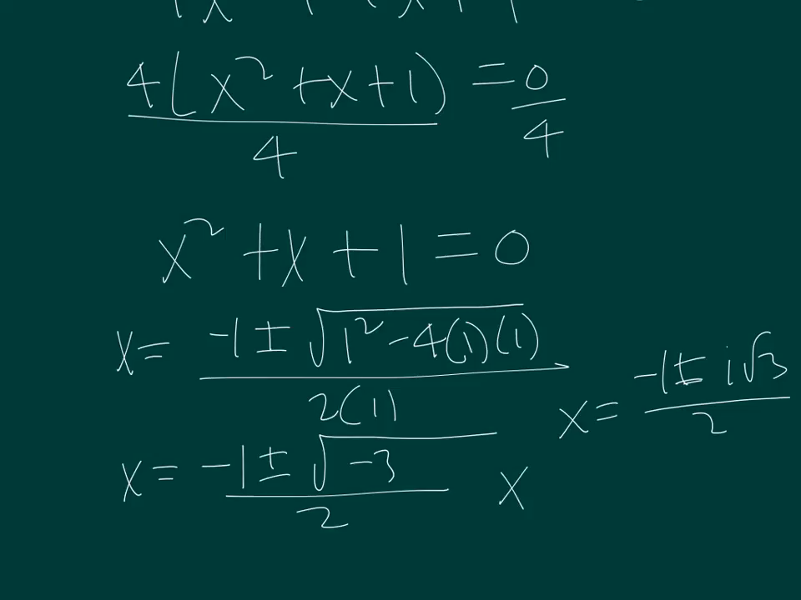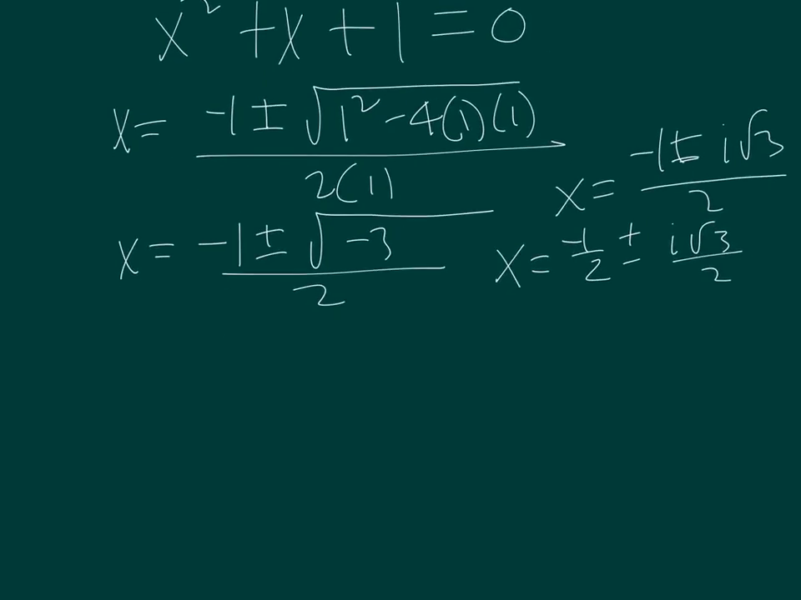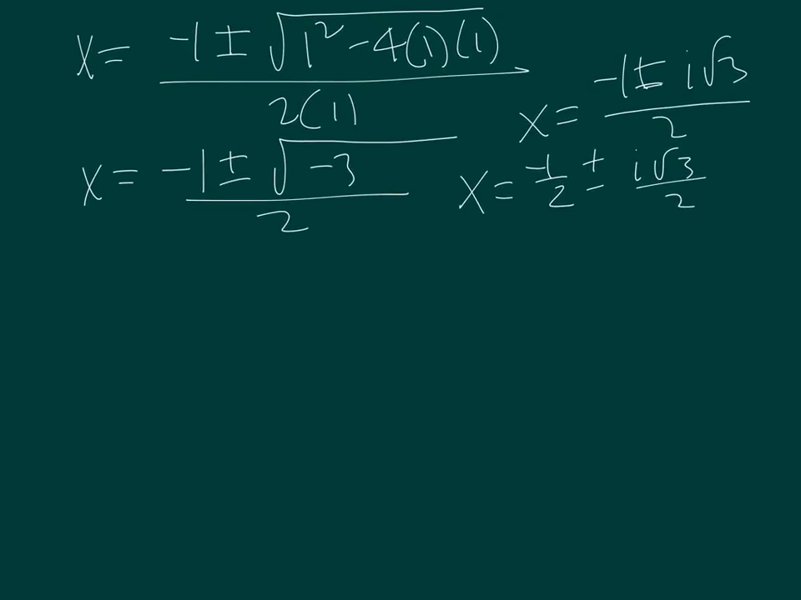This is actually two answers. It's x equal to minus 1/2 plus i root 3 over 2, and it's minus 1/2 minus i root 3 over 2. But the problem asked us for the rational roots, and those were x equal to 1 and x equal to 1/4.